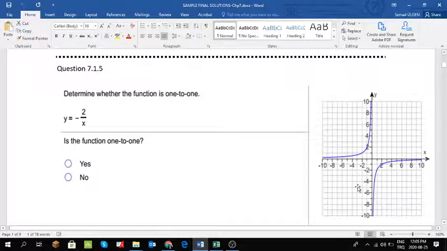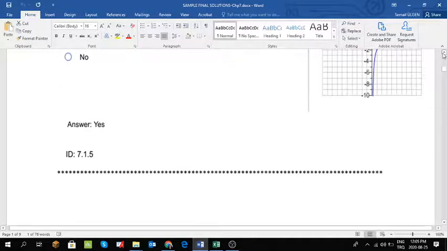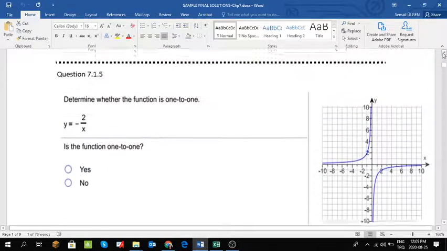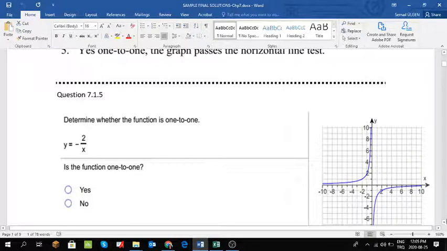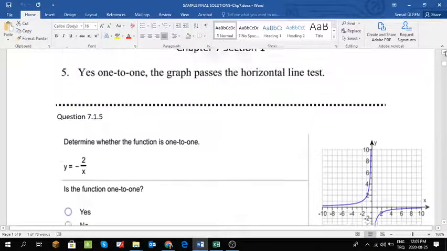And for the function, we have to use which one? A vertical line test or horizontal line test, right? Horizontal line test is the key. We are going to apply the horizontal test to determine whether this is 1 to 1 or not. The answer is, of course, yes. And if you apply the horizontal line test, here's the answer actually.